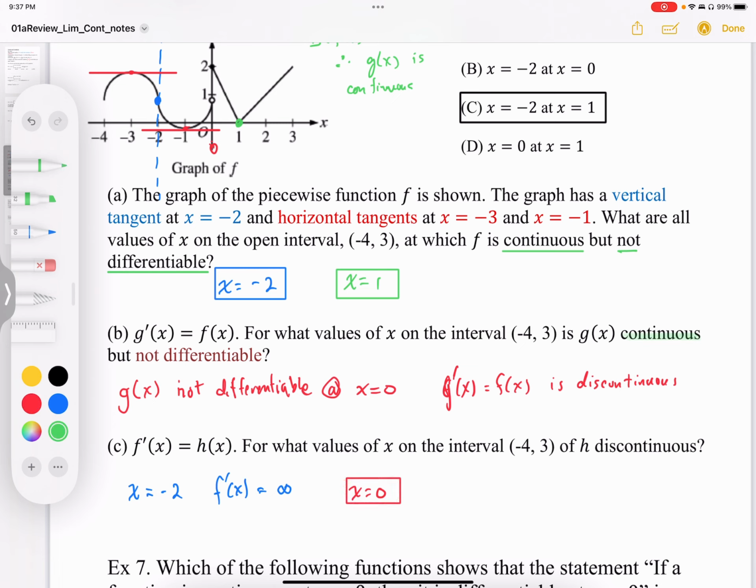And the third point is going to be where there's a kink. Okay, on one side it's going to be positive, the other side negative. So the h, or the derivative of the f graph, now jumps from a positive to a negative. So at x equals 1, again, the derivative of f, which is h, will have a discontinuity. Okay, so we have 3 points at -2, 0, and +1. We have the derivative of f being discontinuous.